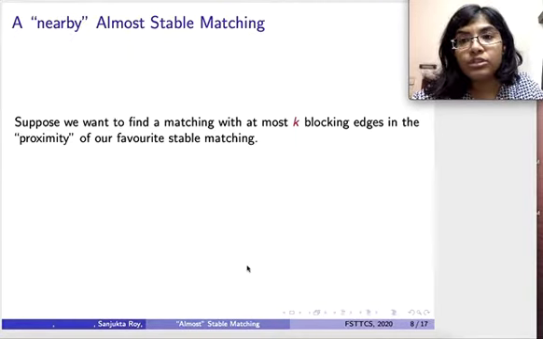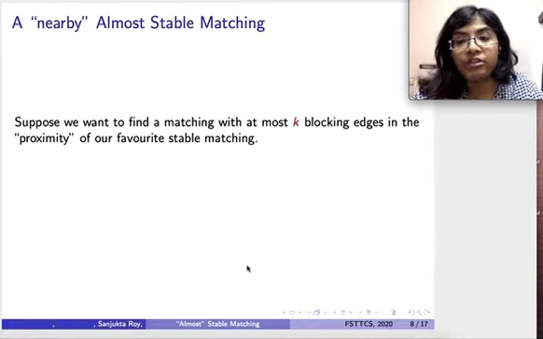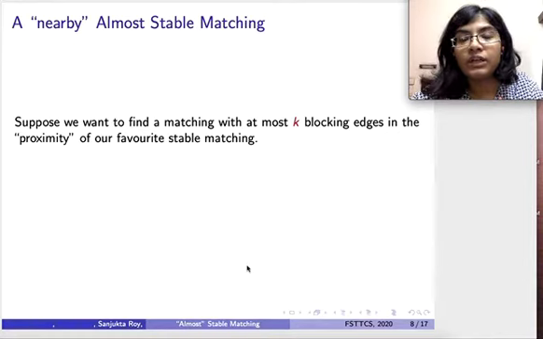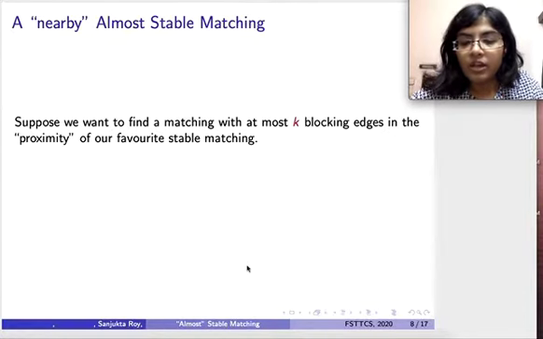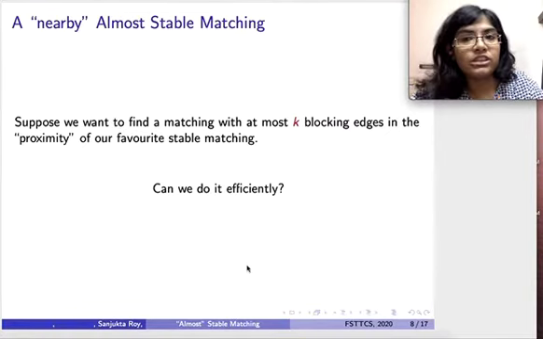And in the close proximity could mean that I want to find a matching which has a not very large Hamming distance from this particular matching. For each matching I can write this vector, and I want a matching which has a small Hamming distance from my favorite stable matching. Okay, now the question is: can we at least find this matching efficiently, because we have reduced our search space now?